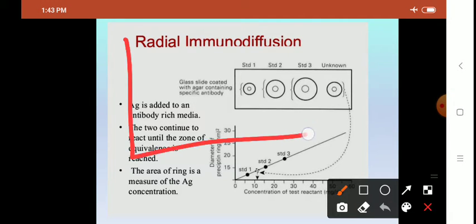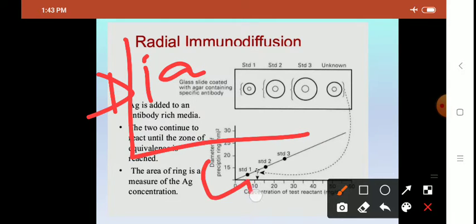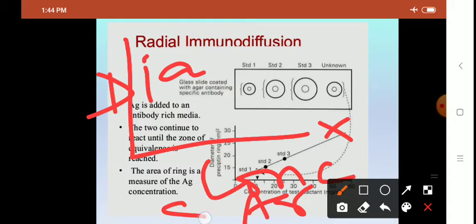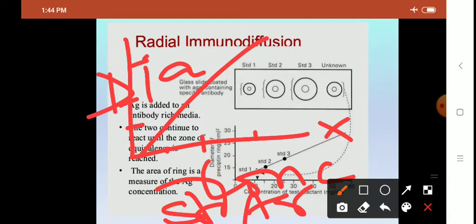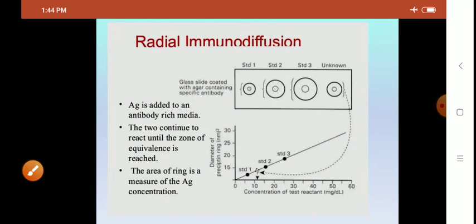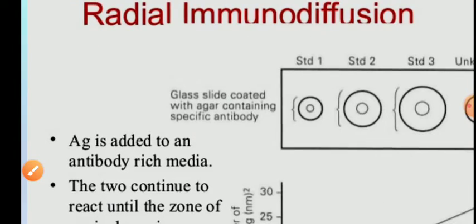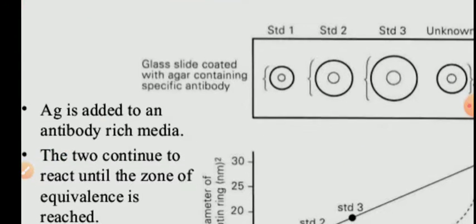So we plot a graph on this. We plot on the y-axis the diameter of precipitin ring. Here on the x-axis, there is concentration of standard antigen. You know the concentration of standard antigen. You know the diameter of the precipitin ring. You get a graph. Then, you know the diameter of the precipitin ring of the unknown sample. Extrapolate that on the x-axis and you will come to know what is the concentration of antigen present in the patient's sample.